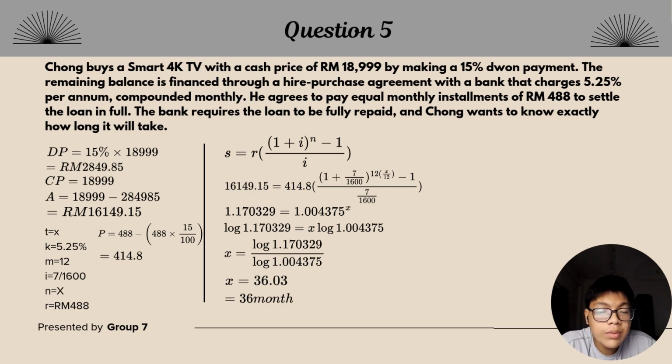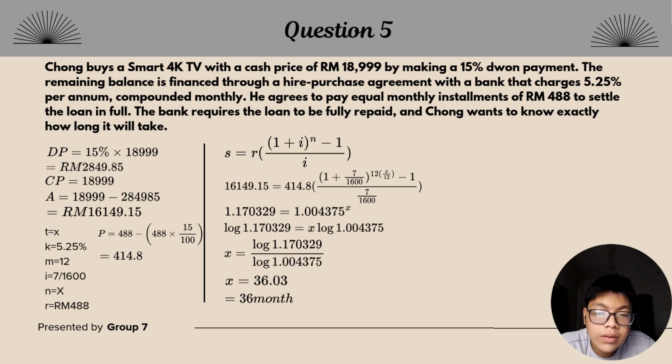So we list all the information that we got. We have the down payment 15% times 1899. We got the cash price 18999, and this RM 2849.85. A is 18999 minus 2849.85. We got 16149.15.